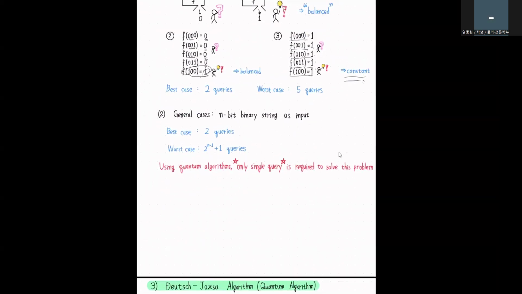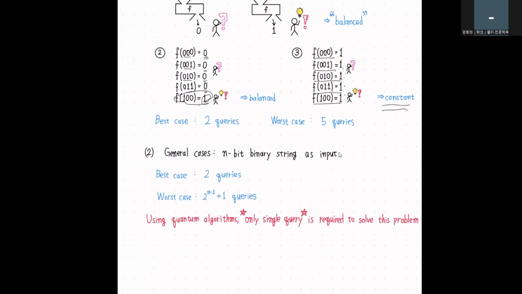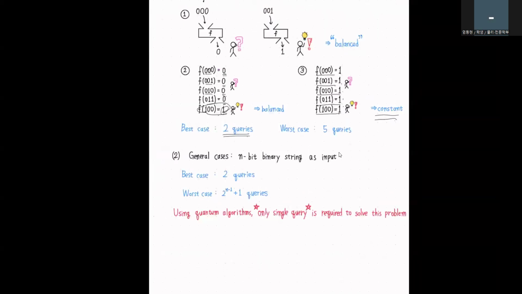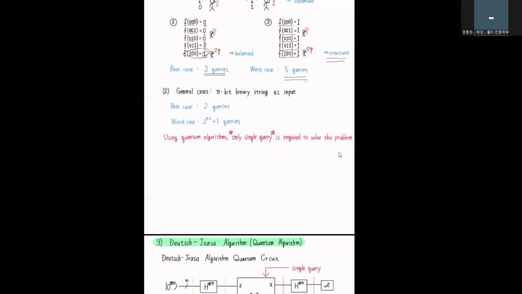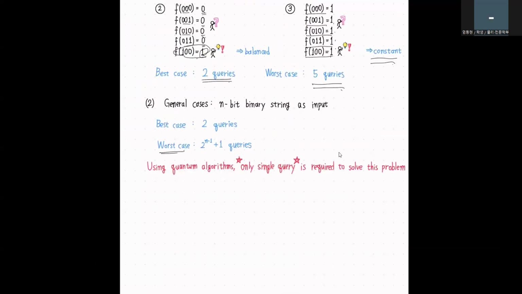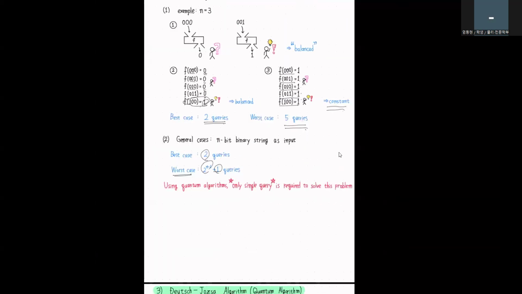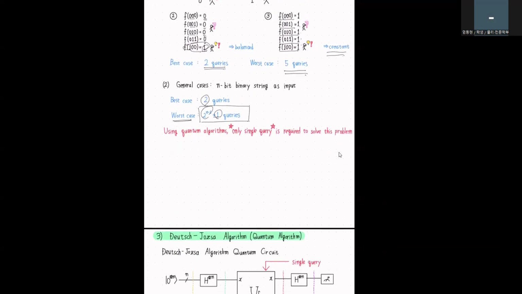So either way, in the best case, if we simply get lucky, we can answer the question in 2 queries if it's balanced. And in the worst case, we have to give it at least 5 queries. So generalizing this to n bits, the worst case is half plus 1 queries, and the best case is 2 queries. So basically, our classical algorithm requires at maximum an exponential amount of queries per qubit.